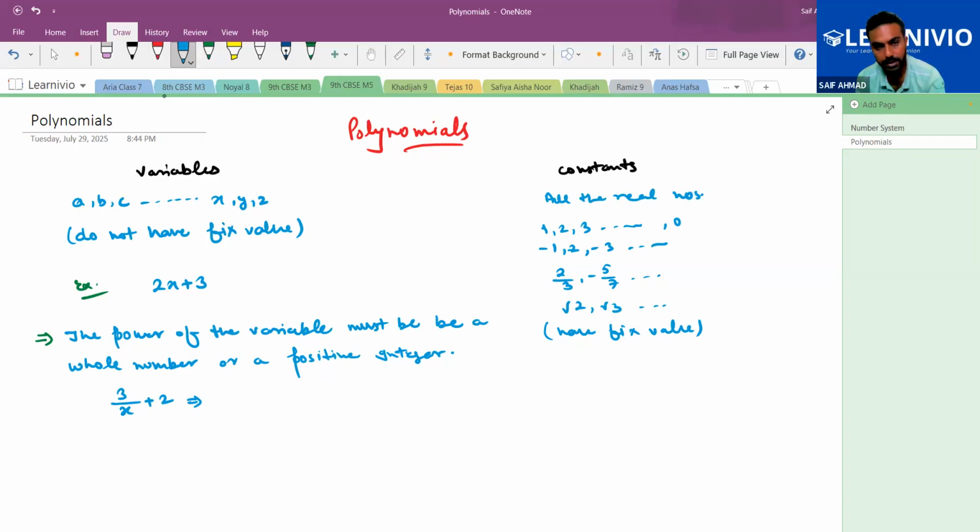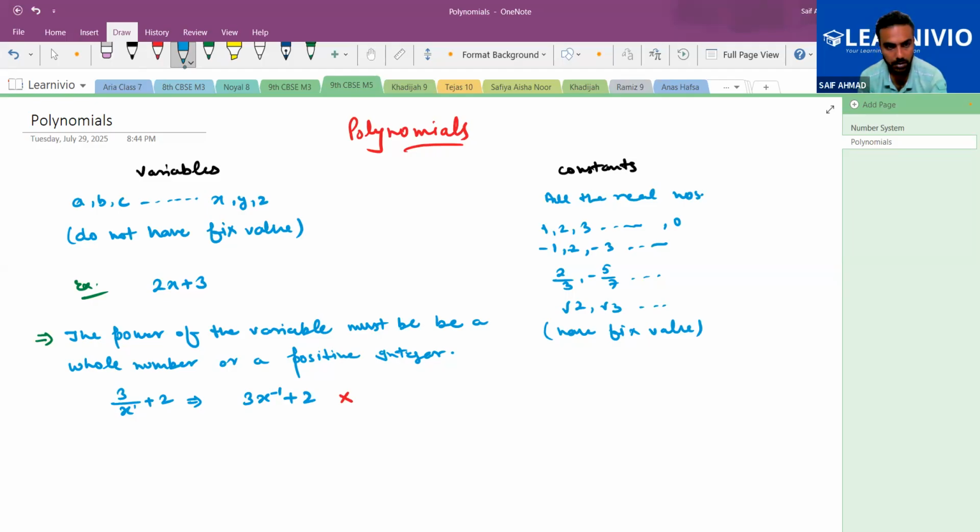But if we take this x into the numerator, the sign of the power will change. Here the power is 1, but if we take it into the numerator, the sign of the power will be changed. So it will become 3x to the power minus 1 plus 2. Here you can see the power of the variable is not a whole number. So this is not considered a polynomial. Understood? Yes, sir.